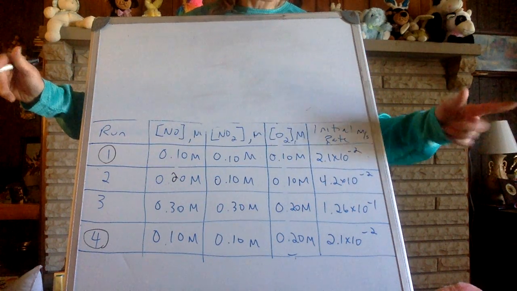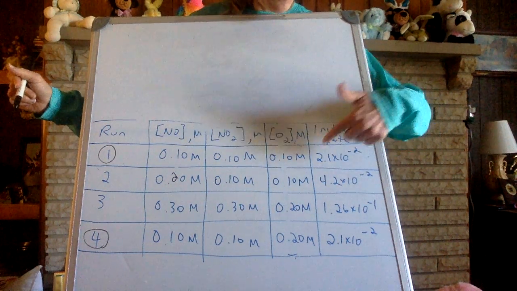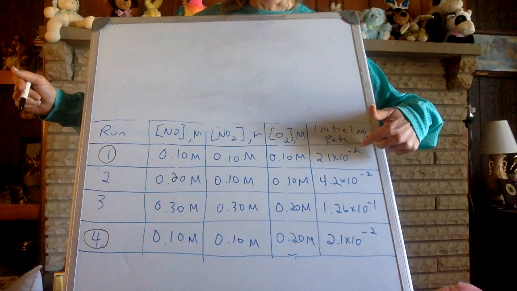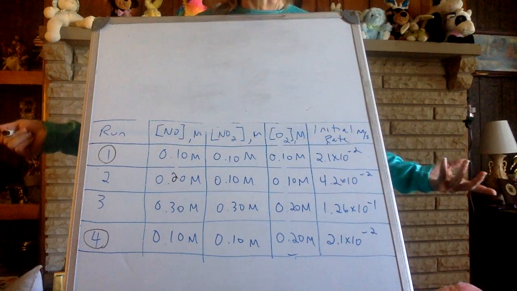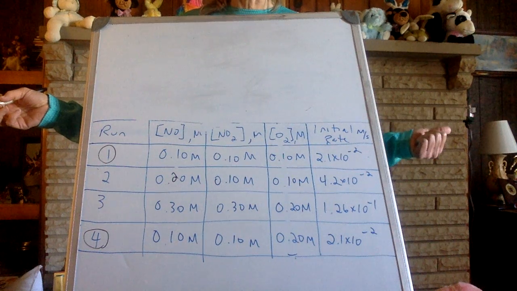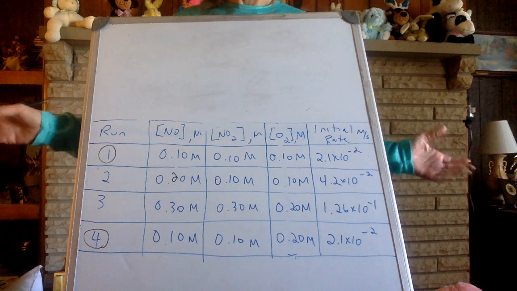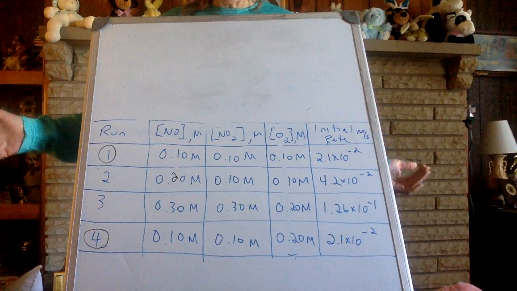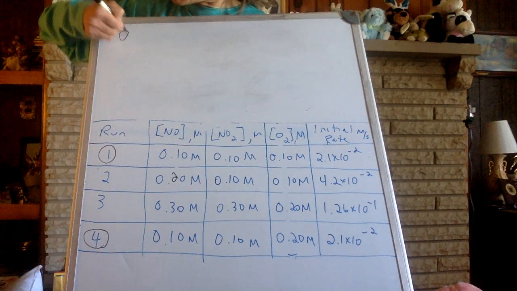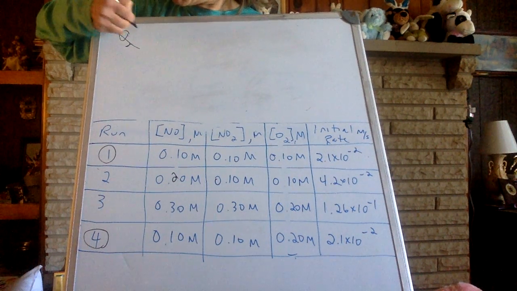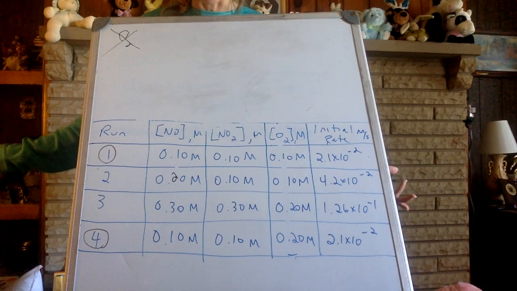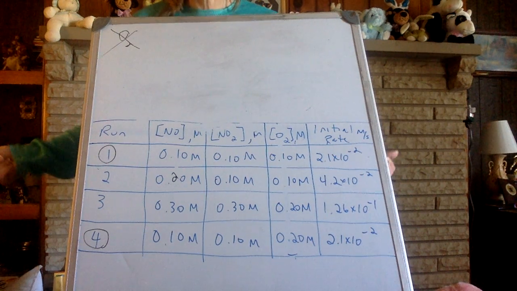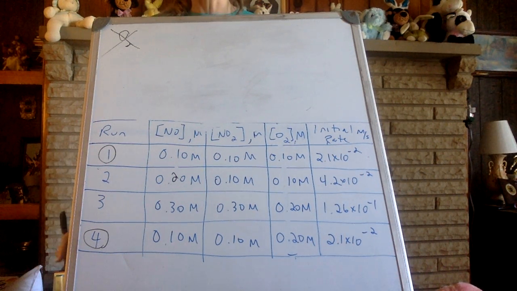Hold the presses. My rates haven't changed. 2.1 times 10 to the -2nd, 2.1 times 10 to the -2nd. So doubling oxygen didn't do anything. What I can tell you from that is that O2 is not going to be in my rate equation, because doubling it didn't do anything. So my concentration of O2 doesn't affect the rate, and we're just going to pretend it's not there.